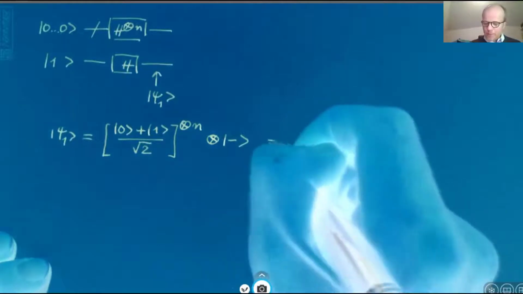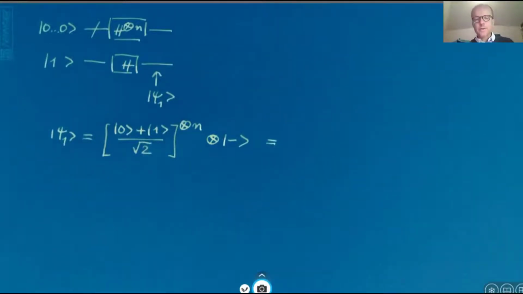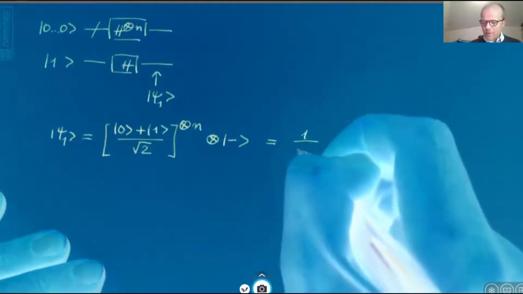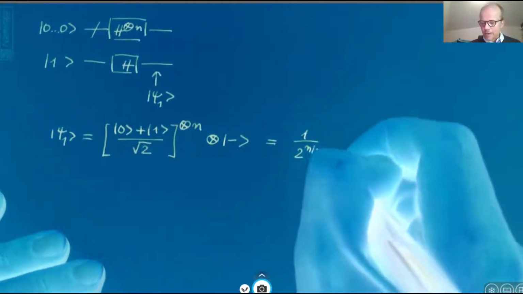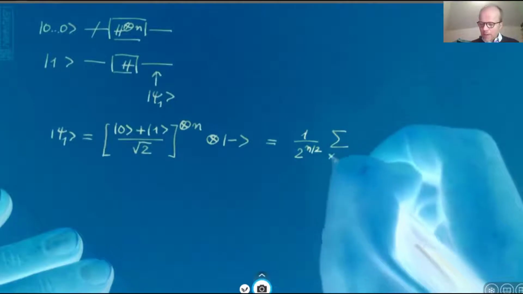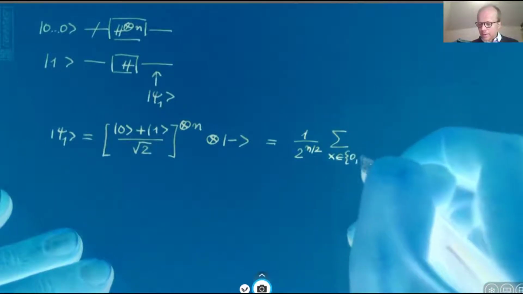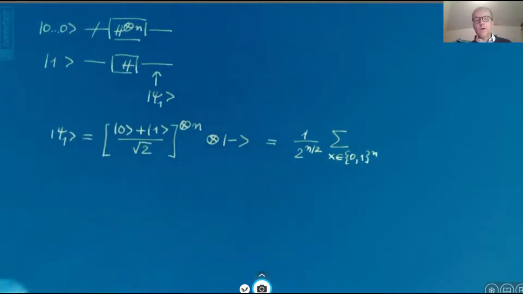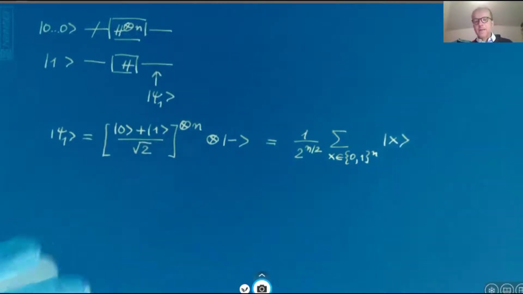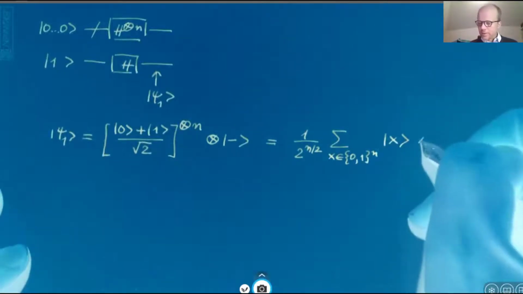There's an alternative way of writing this n-fold tensor product. You can just multiply it out and write it in the form that's 1 over square root of 2 to the power n, or 2 to the power n half. And then we have a sum where you sum over all possible bit strings x of length n. And then you have the n qubit basis state x, tensor minus.